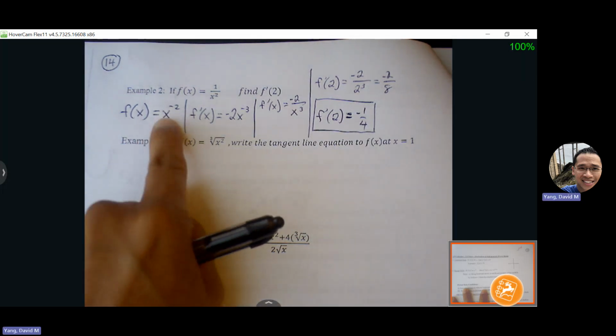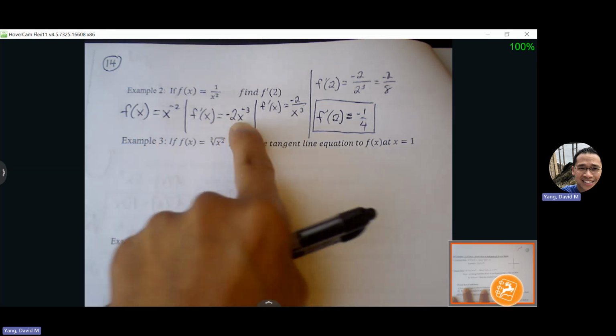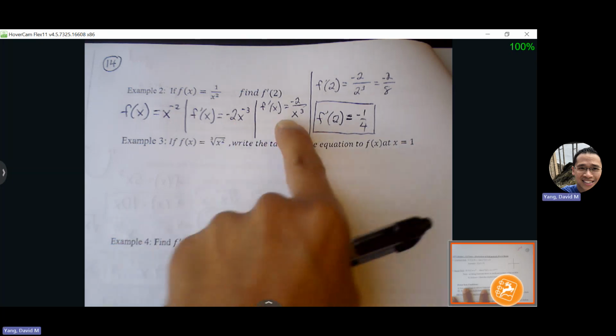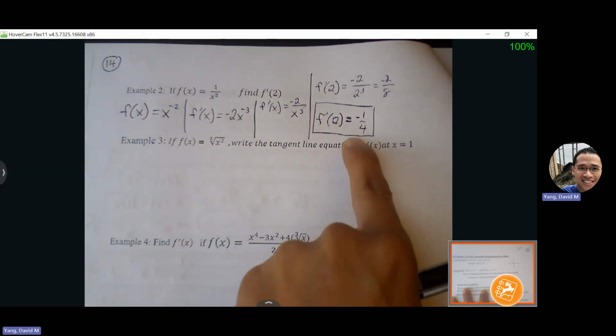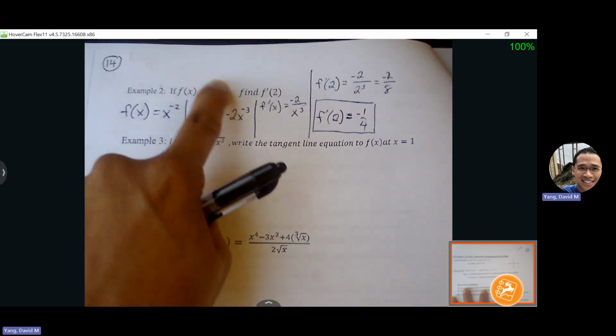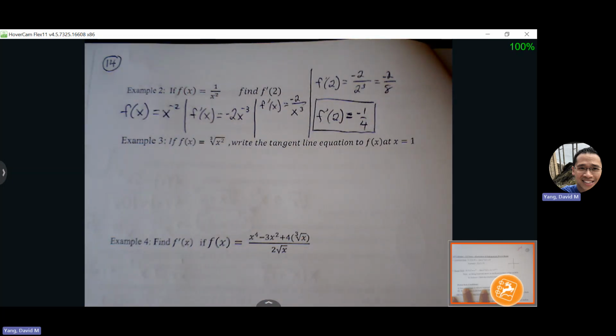So here's our function rewritten in a form that is conducive for power rule. And now we can apply power rule, do some cleanup, and now I can evaluate the steepness at a particular point. So this tells me that at 2, this graph is going to have a steepness of -1/4. It's going to be a very gradual but negative slope.